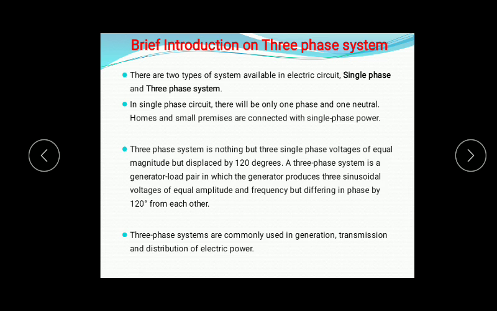Therefore, three-phase systems are commonly used in generation, transmission and distribution. We generate three-phase power, we transmit the power through the towers, and we also distribute the electrical power from substations which are near to our area.